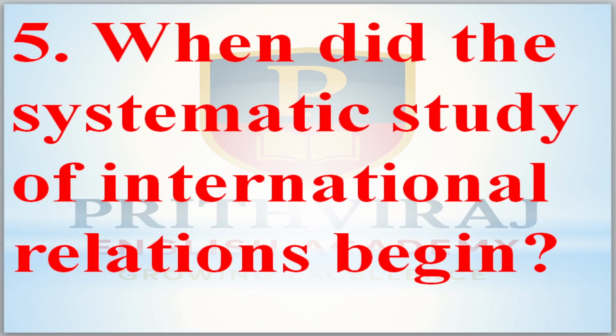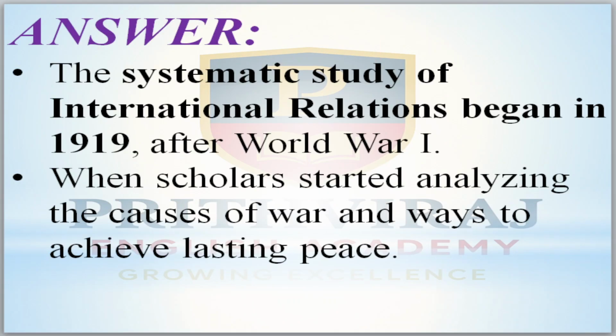Now move to the fifth one. When did the systematic study of international relations begin? The systematic study of international relations began in 1919 after World War One, when scholars started analyzing the causes of war and ways to achieve lasting peace. That time is the answer: 1919 after World War One. If you mention this much, it is enough. The second line is for extra knowledge, if you want it.